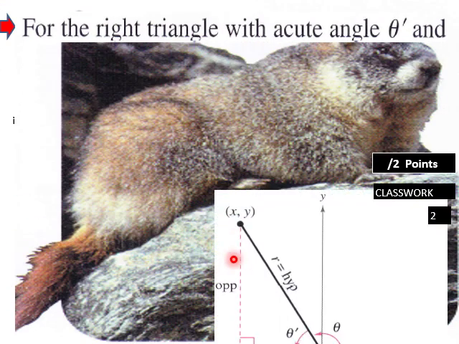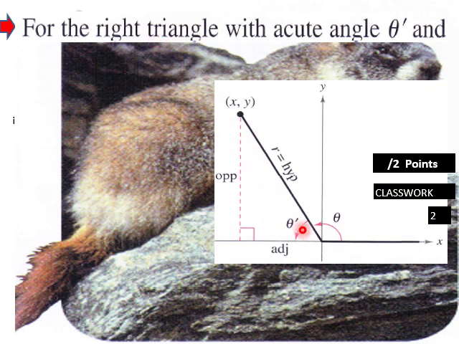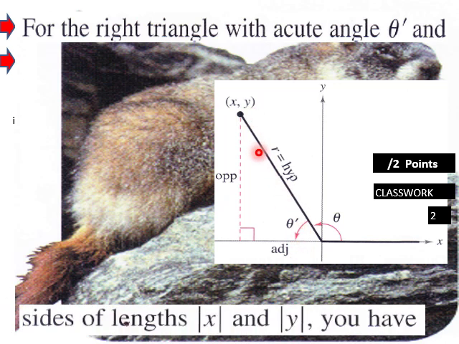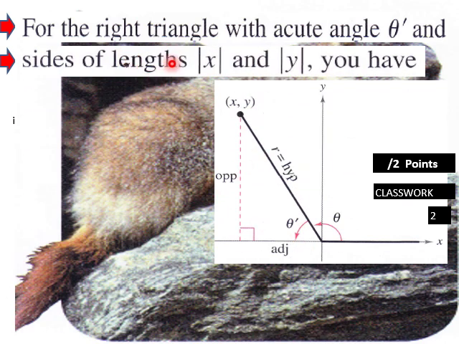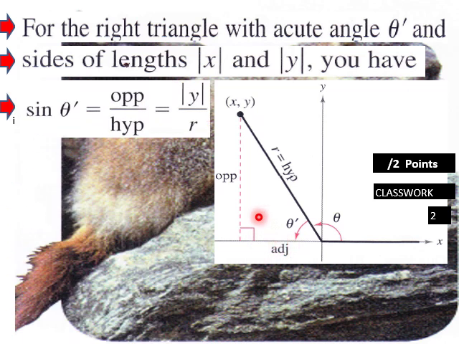And by knowing that, for the right triangle with the acute angle theta prime, which is this angle over here, the sides of lengths x and y are absolute values. I mean, they are distances. So they are absolute values, not negative distances. So this will be a positive or an absolute value for adjacent.